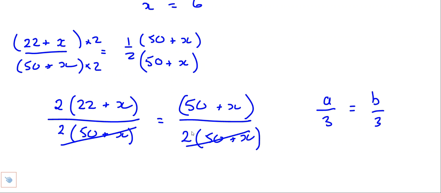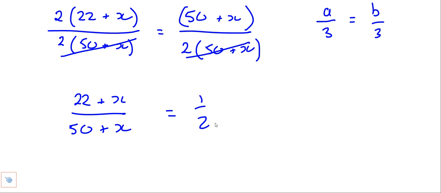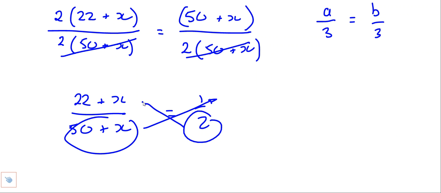Right, so I'm doing the same thing. Now you'll notice that we end up with the same situation, 2 times 22 plus x and so on. Now what people do as a shortcut, when we start with 22 plus x over 50 plus x equals a half, they just do this. They say that goes up there and that goes up there, and they move things around.